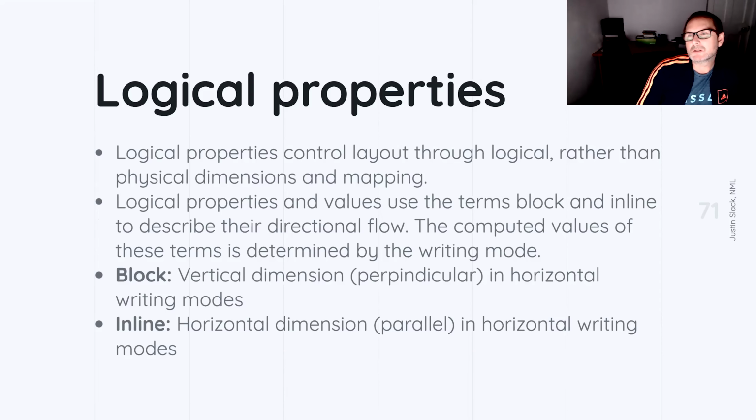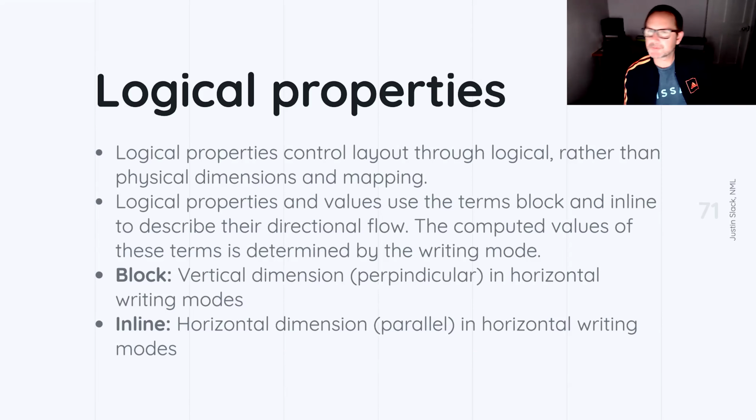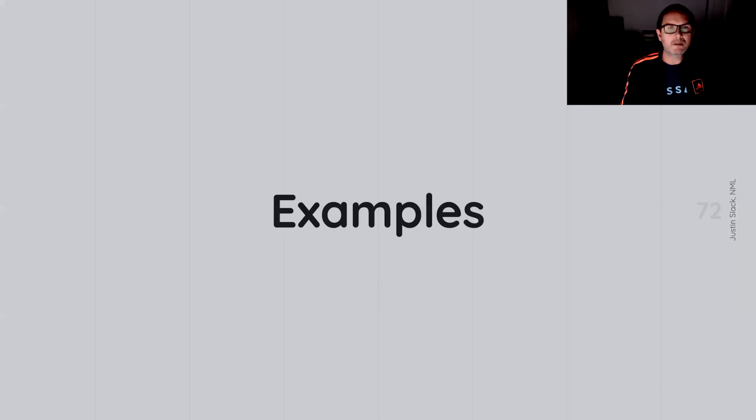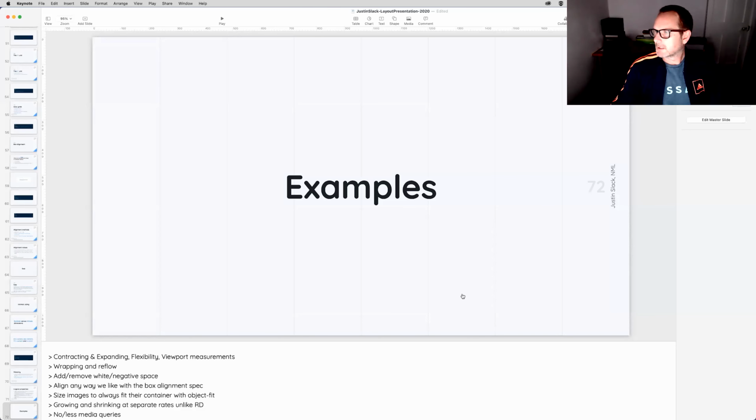So instead of margin top 10 pixels, we would say margin-block-start 10 pixels. And that means if we switch our writing modes, we're not losing the orientation of our layout and spacing properties. Okay, so that becomes a little bit clearer when we look at examples, which we are going to do now. Okay, let me just get this.